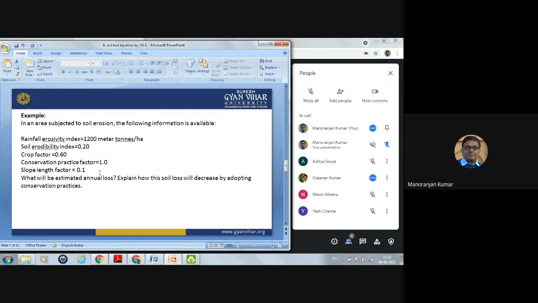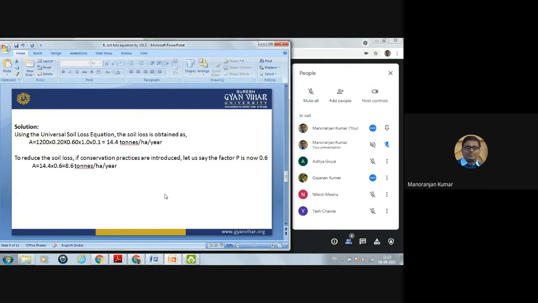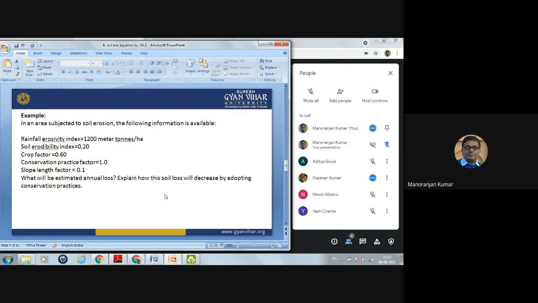And after calculation, you have to explain how the soil loss will decrease by adopting some conservation practices, like contouring or strip cropping or mulching. Okay, how you can decrease the soil loss. So this is the solution of this equation.